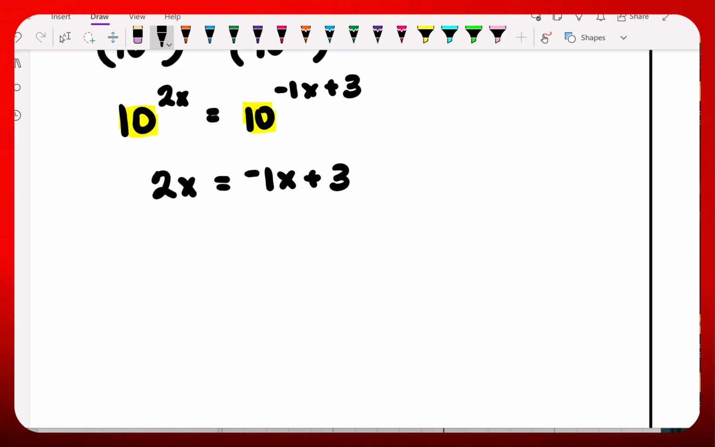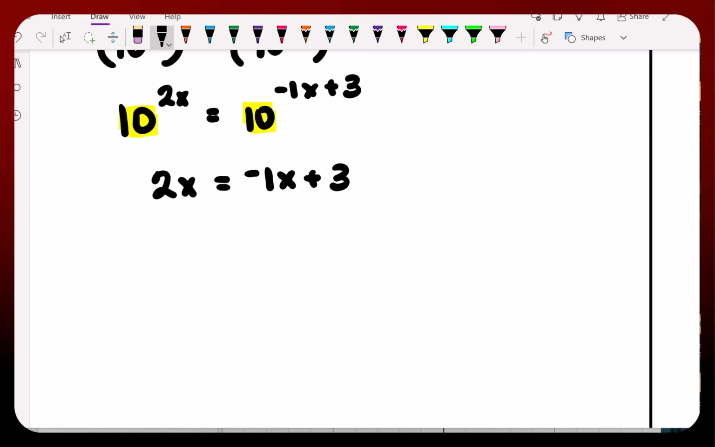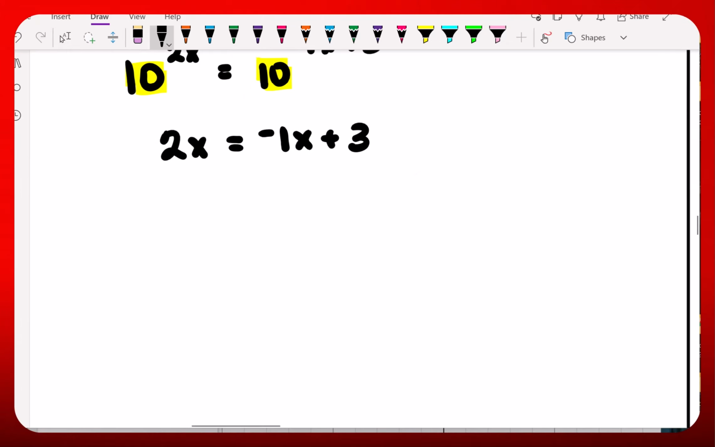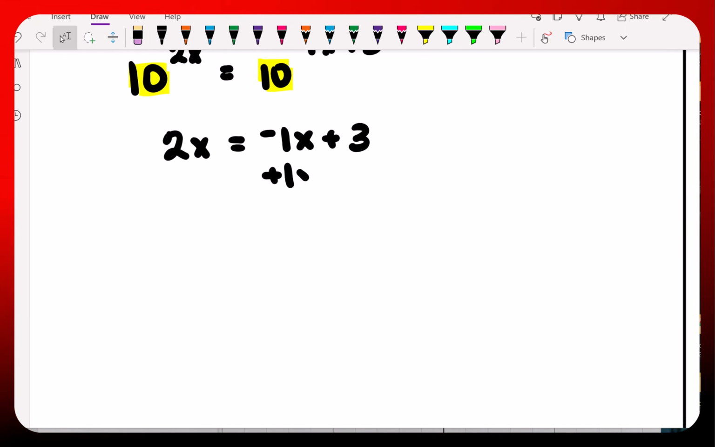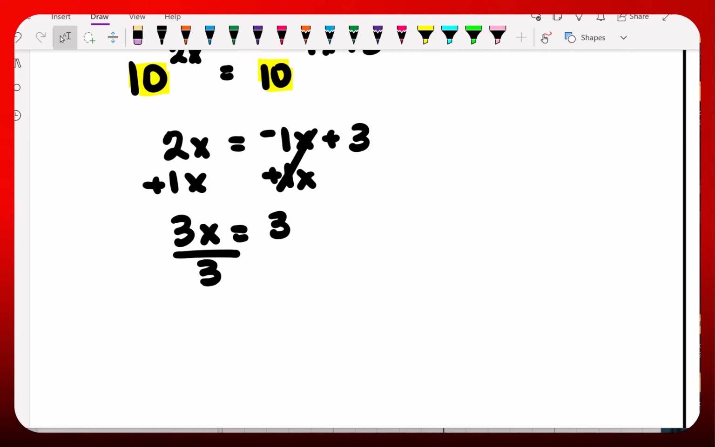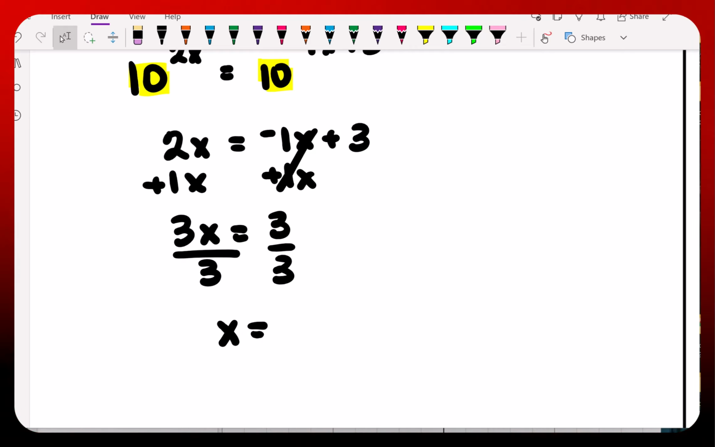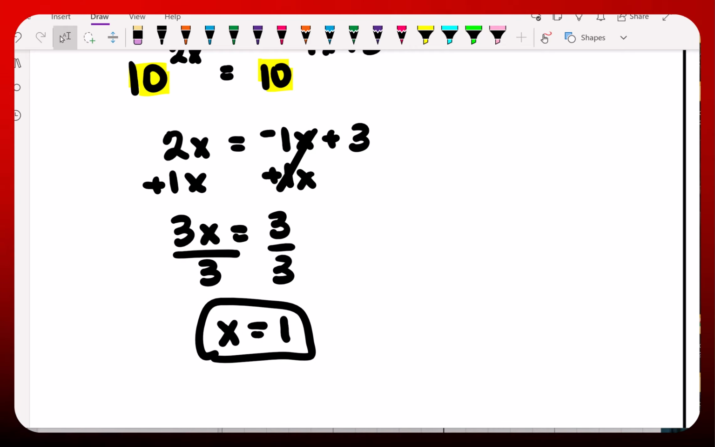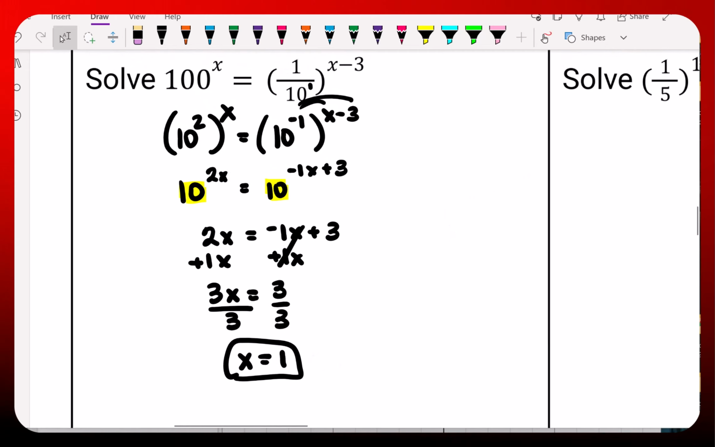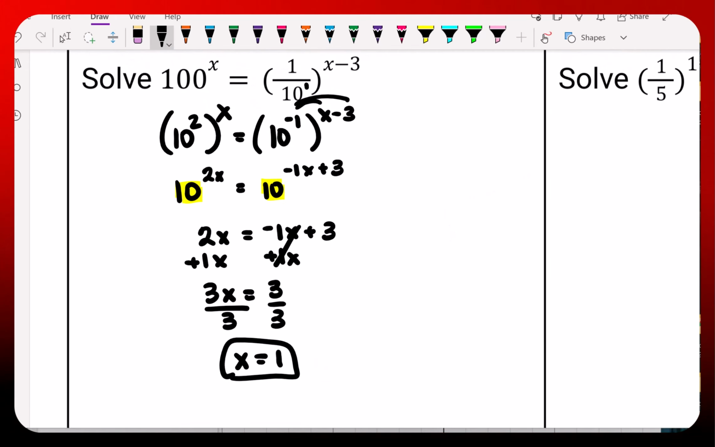Now, as long as you're comfortable with linear equations, this is going to be no problem. It doesn't matter to me how you get the final answer as long as you do it correctly. There are multiple ways to solve linear equations. This is just the way that I chose to do it. So the final answer is going to be x equals 1. You can always go ahead and take that 1 and plug it back in there.